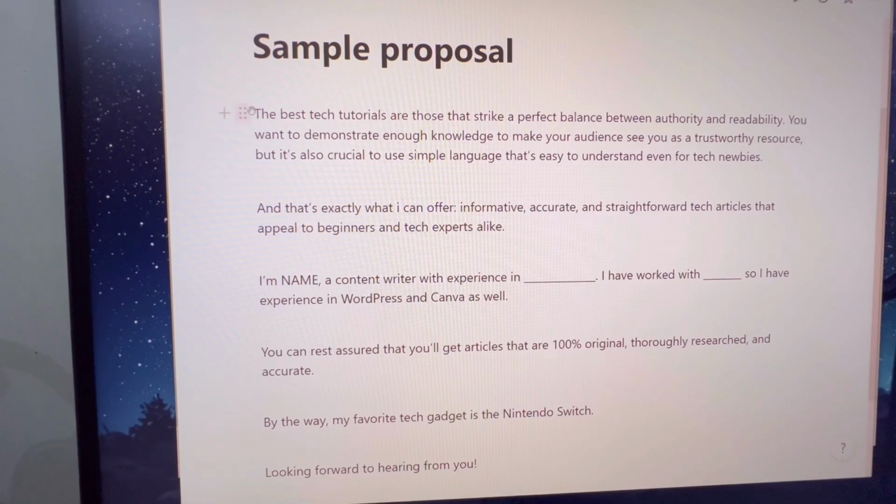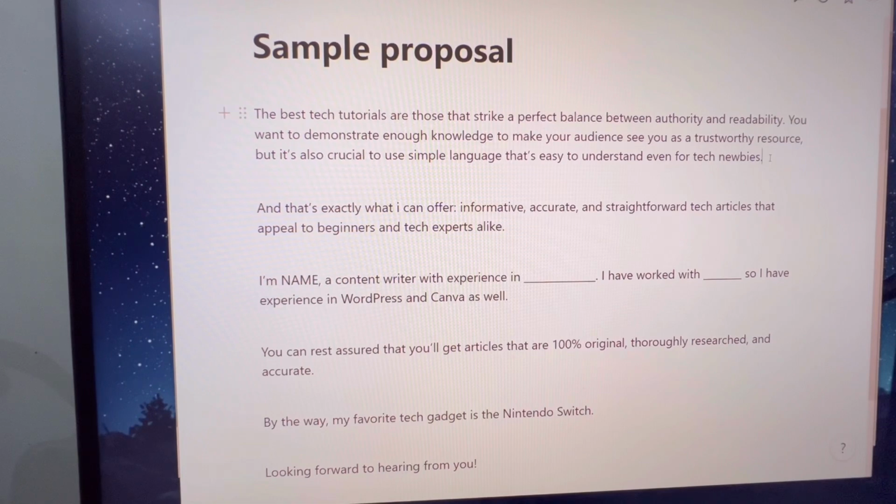In this sample proposal, I open it right away with a strong statement. What I wrote is, the best tech tutorials are those that strike a perfect balance between authority and readability. You want to demonstrate enough knowledge to make sure that your audience sees you as a trustworthy resource, but it's also crucial to use simple language that's easy to understand, even for tech newbies.